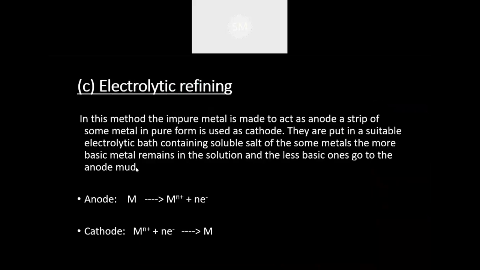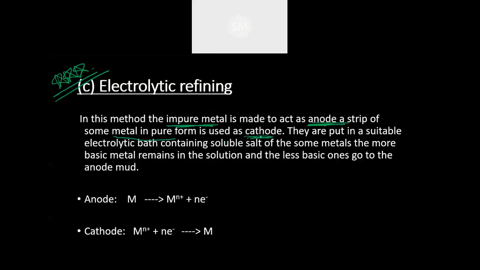Next we are having, this is very important, okay. This method is very important, electrolytic refining. As you can see from the name itself, it indicates that you are going to pass electricity. So electricity is being passed, and the impure metal is taken as the anode. And a small strip of pure metal you can take, that will be taken as the cathode.